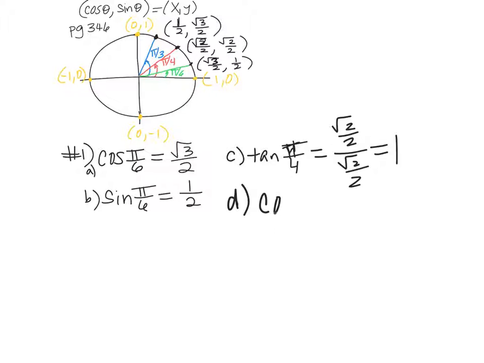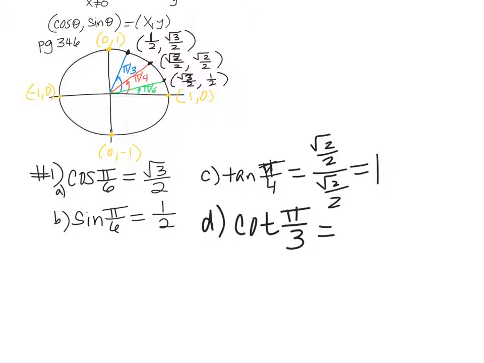Let's do the cotangent of pi over 3. Cotangent of pi over 3. You're going to have to work for this one a little bit. So you got to remember what cotangent is. Tangent is y over x, which means cotangent will be x over y. So you go to pi over 3, and we're going to do the x value divided by the y value.